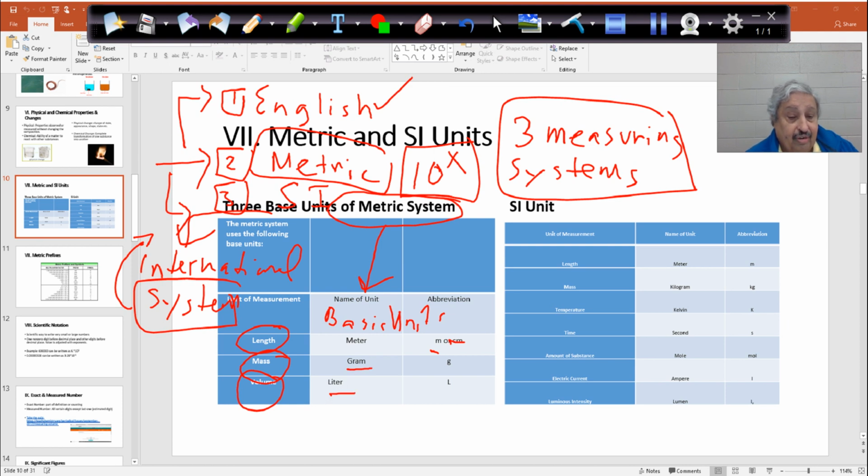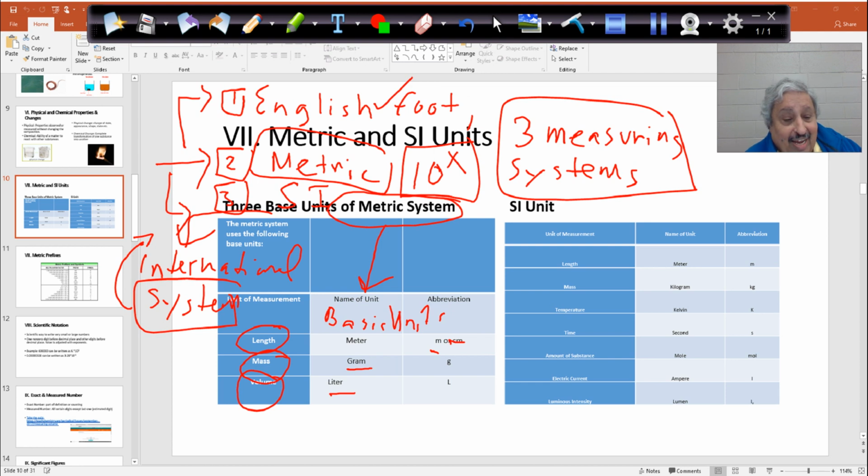Now if I go for the English, the length I use what? Somebody will tell me what we use for English. The length, the basic unit, will be what? I heard the correct answer, but louder. No, not inches, a little bit small, like centimeter. We use the foot.